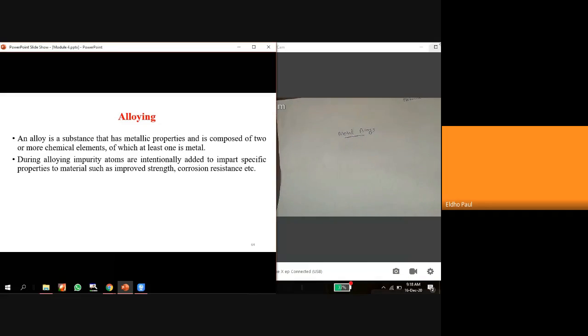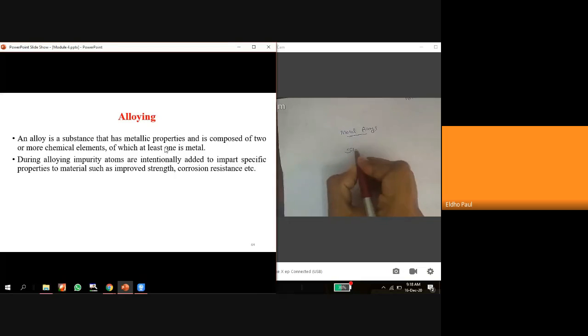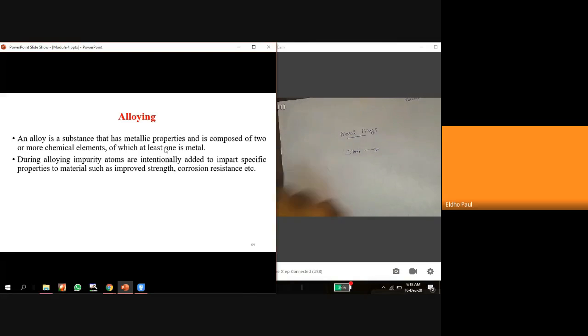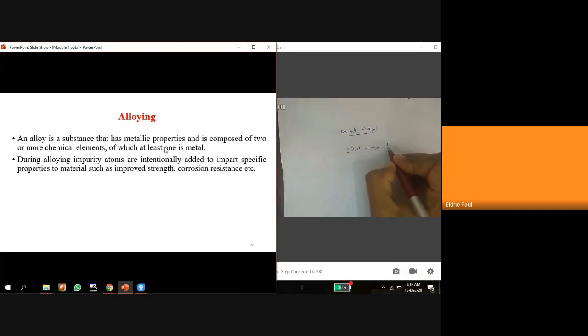So what is an alloy? An alloy is a substance that has metallic properties and is composed of two or more chemical elements, of which at least one is a metal. So in an alloying operation, we add some impurities into the pure material. For example, steel is a very good example of an alloy, commonly used in different engineering applications. In steel, the base metal is iron, Fe. In that iron, we add the impurity, which is carbon.